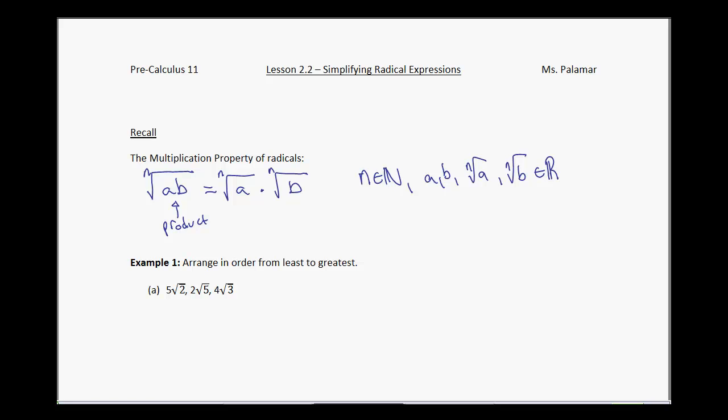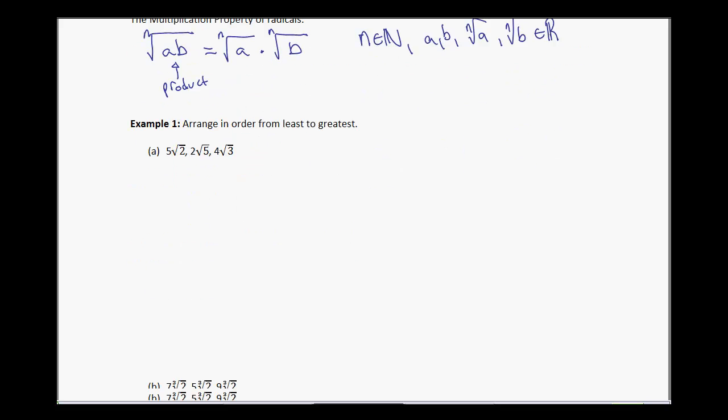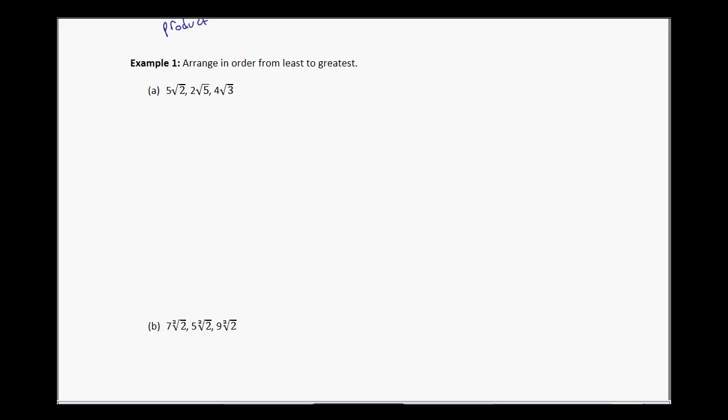So let's just dive into some examples right away. Arrange in order from least to greatest. Well, when we look at these, we see that they have the same index, but none of the square roots are the same, and it's kind of hard to decipher which is greater than which. So let's put them back into their whole radicals by using the multiplication property that we just talked about.